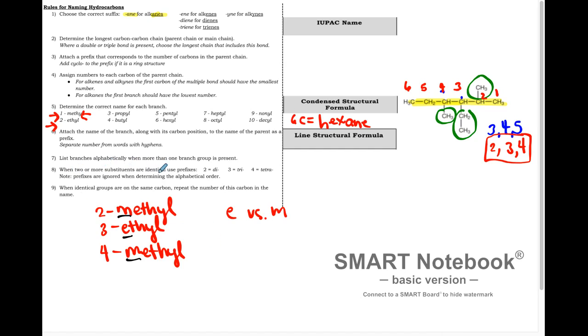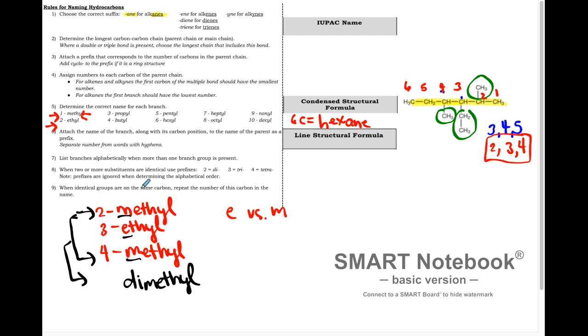When 2 or more substituents are identical, we're going to use the prefixes di, tri, and tetra. For us, at carbons 2 and 4, we have the same exact substituent, methyl and methyl. So we're going to use 3-ethyl, but also, because we have these two, we're going to use 2,4-dimethyl. So we're going to use dimethyl. Note that the prefixes are ignored. So even though you have this prefix di, it's still going to be E versus M. So we're still going to write that ethyl first.